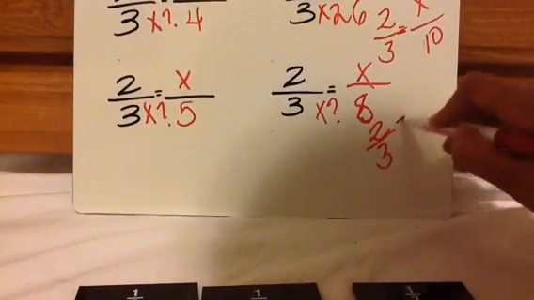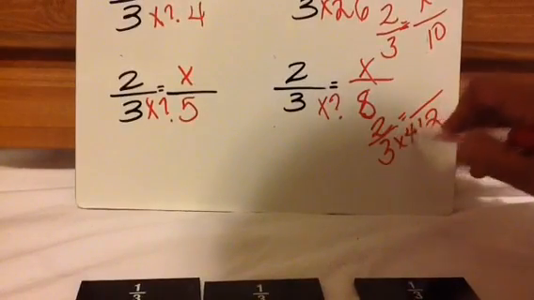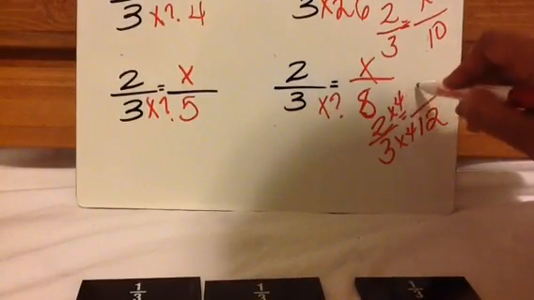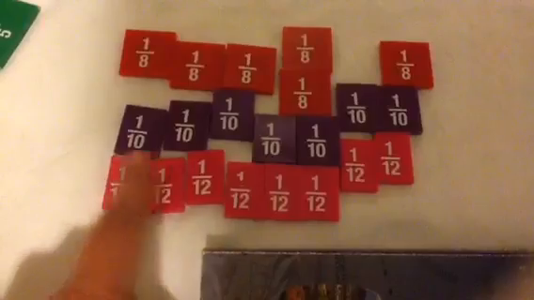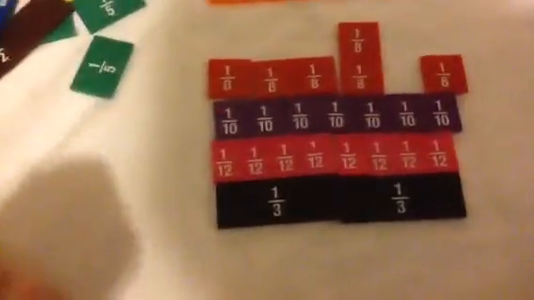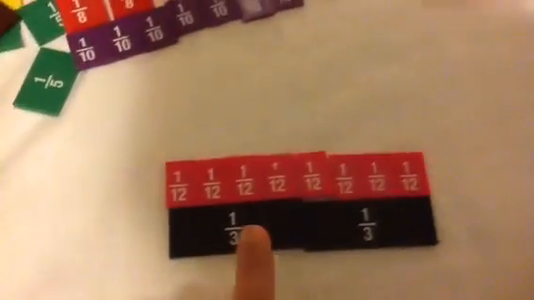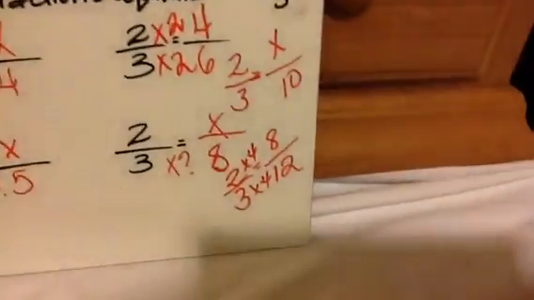How about 2/3 equal with the twelfths? Well, I know 3 times 4 equals 12, so 2 times 4 is going to be 8. And if you look over here, I had 8 twelfths lined up neatly. 1 twelfth, 2 twelfths, 3 twelfths, 4 twelfths, 5 twelfths, 6 twelfths, 7 twelfths, 8 twelfths equals 2/3. Perfect.